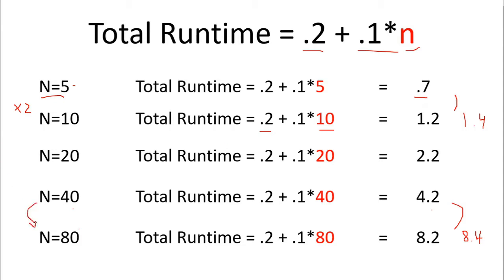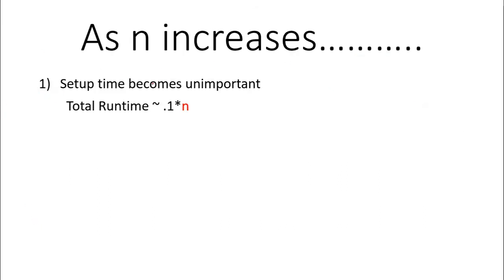So that's going to be the idea here. As n increases, setup time becomes unimportant. Therefore, our total runtime is related to 0.1 times n. It's close to that the higher n gets. So this is assuming n is very high.